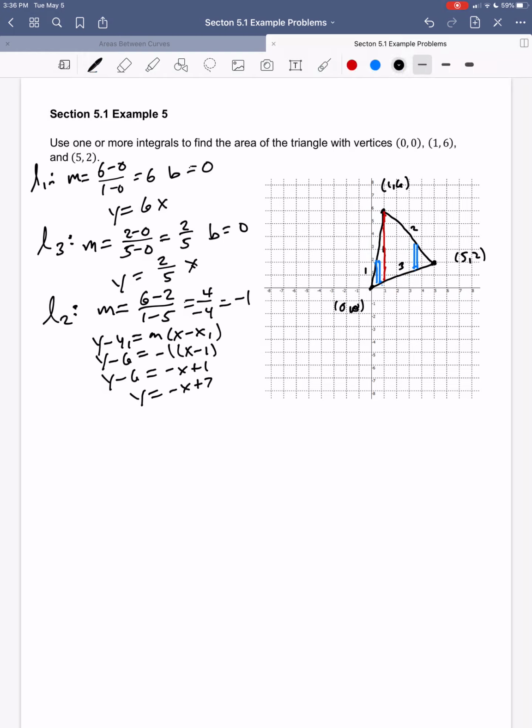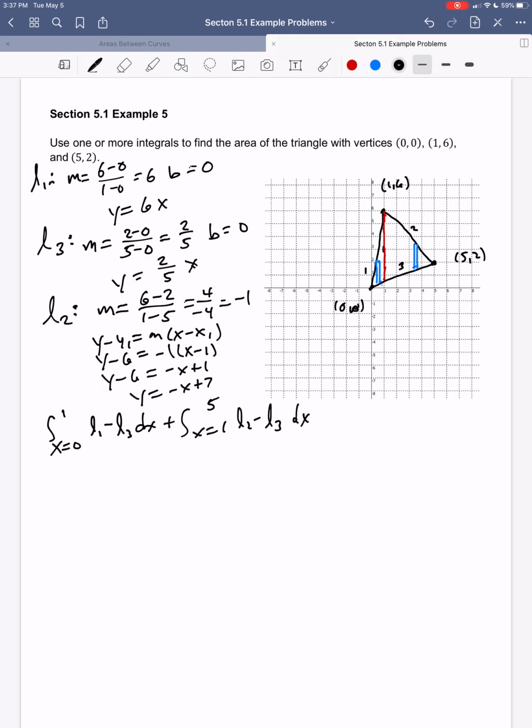So to find this area, I'm first going to do this region to the left of the red line. So x is just going from 0 to 1. But then I have to take top minus bottom. That's going to be line 1 minus line 3 dx. And then I'm going to do the integral to the right of the red line. So that has x going from 1 to 5. And then I'm going to take line 2 minus line 3 dx.